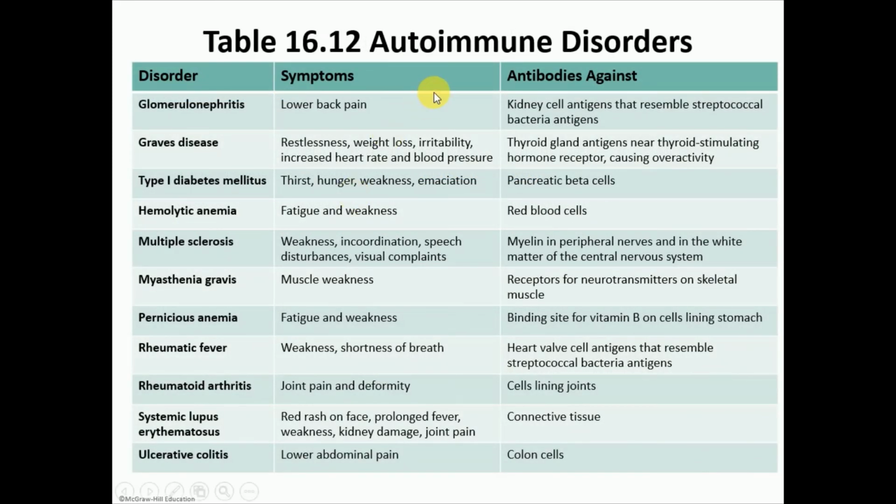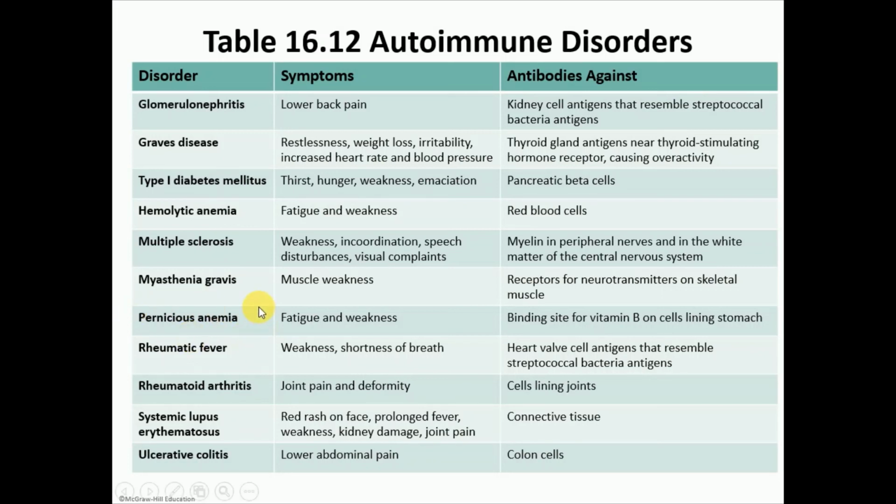This is a list of different autoimmune diseases; those are just examples. Glomerulonephritis would be in the kidney. Graves' disease would be against the thyroid tissue. Type 1 diabetes is against your pancreatic beta cells. Hemolytic anemia is against your RBCs. Multiple sclerosis, or MS, involves autoantibodies against the myelin sheath. MG, or myasthenia gravis, involves antibodies against the receptors on the skeletal muscle fibers.